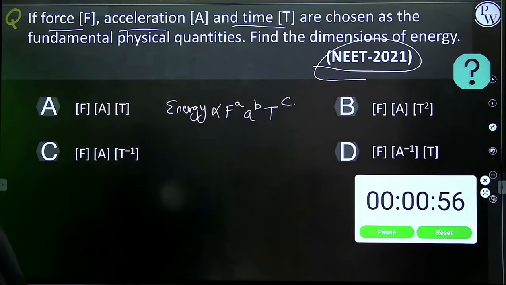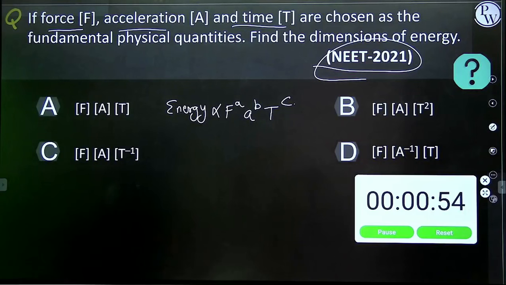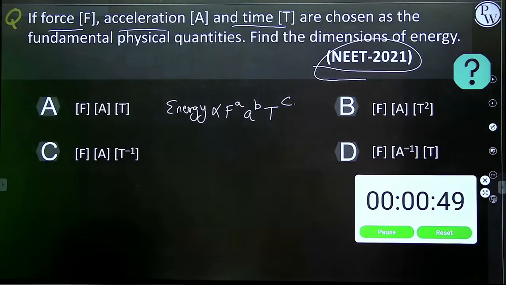So this was the last part of the dimensional analysis. After this, we are going to deal with errors, and we are going to deal with the Vernier calipers and micrometer screw gauge.